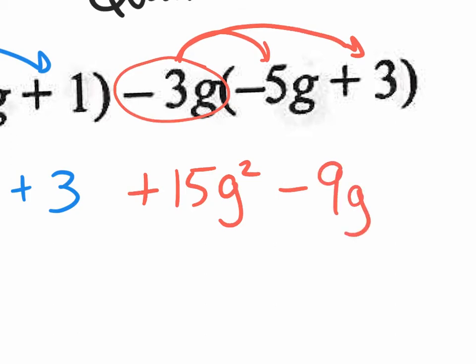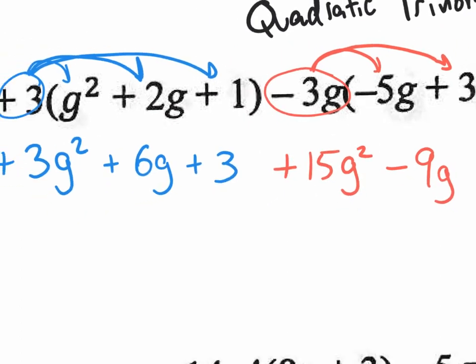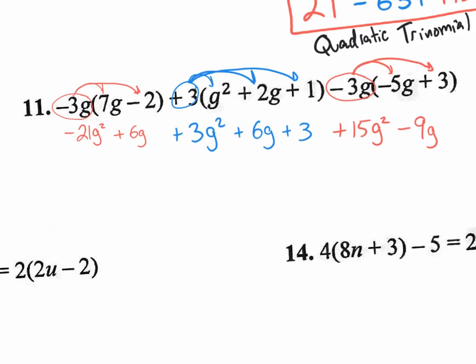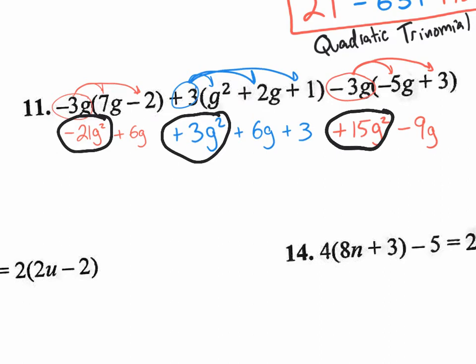We've distributed three times on this beautiful problem. And it still looks ugly, but we could now make it look better by combining the terms that are alike. We want standard form. Let's start by doing all the squares first. Let's do negative 21g squared plus 3g squared. What's that so far? That's negative 18g squared so far. And then negative 18g squared plus 15g squared, negative 3 of those g squares.